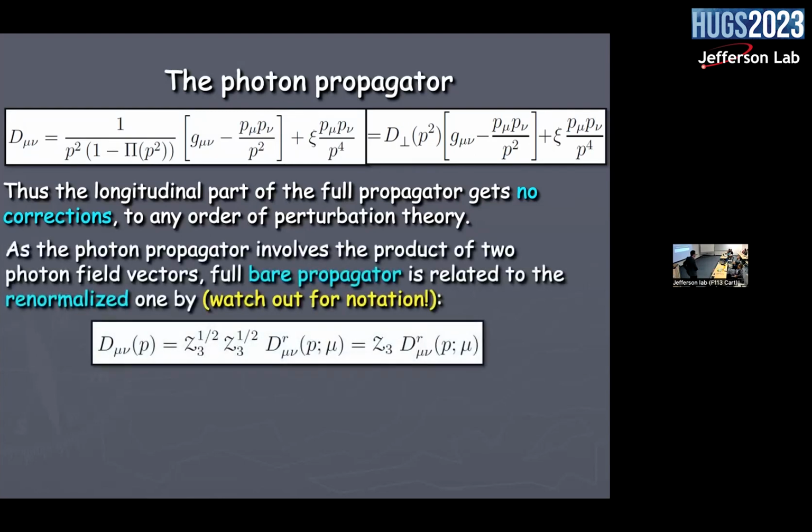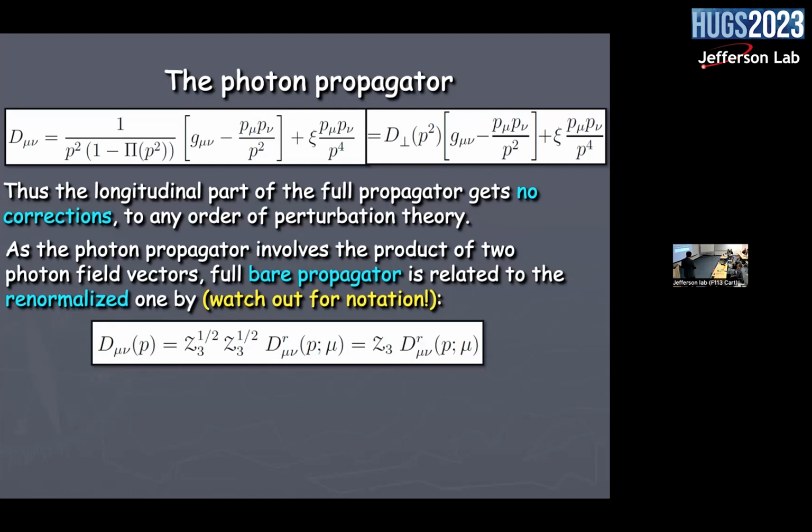Now there is one more thing you have to see a little bit. If you have taken quantum field theory courses, you will know that the photon propagator is defined as the expectation value of the time-ordered product of the photon fields in the vacuum. So this D_{μν} is actually proportional to 2 photon fields.